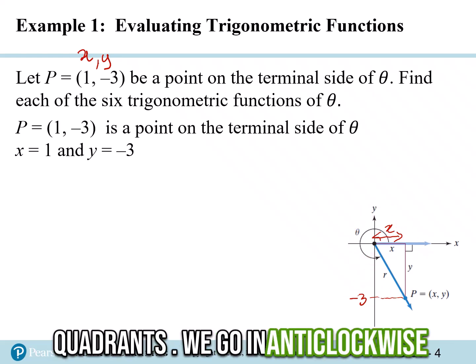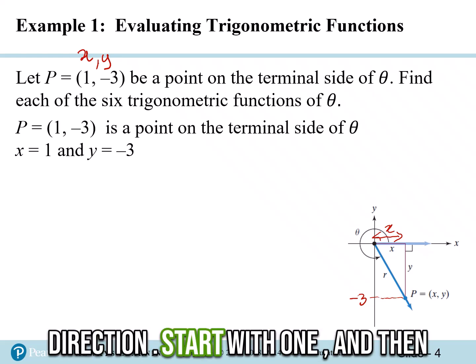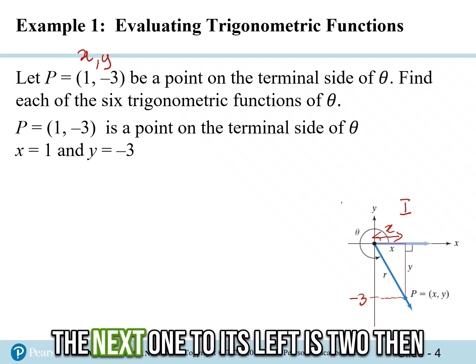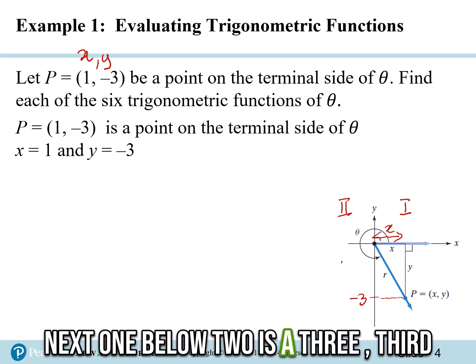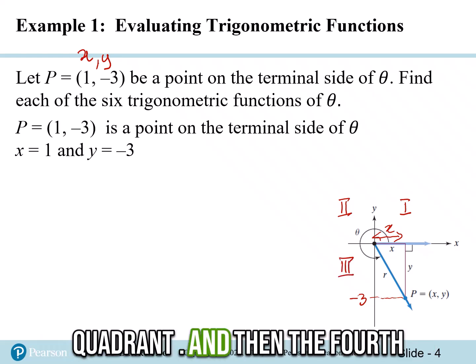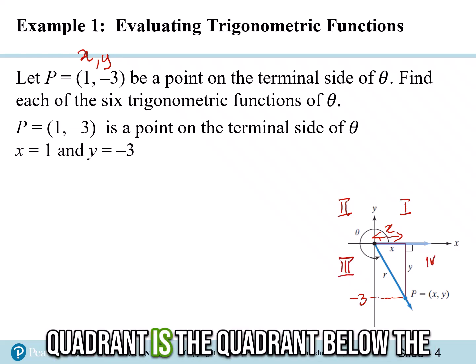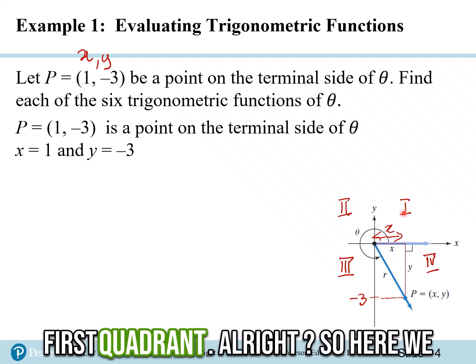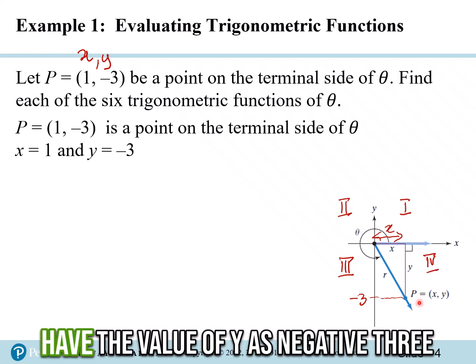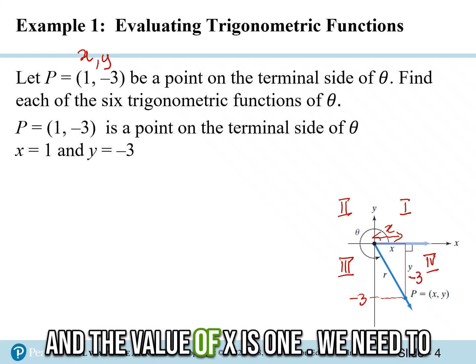We go in anti-clockwise direction. Start with 1, and the next one to its left is 2. Next one below 2 is a 3, third quadrant, and then the fourth quadrant is the quadrant below the first quadrant.